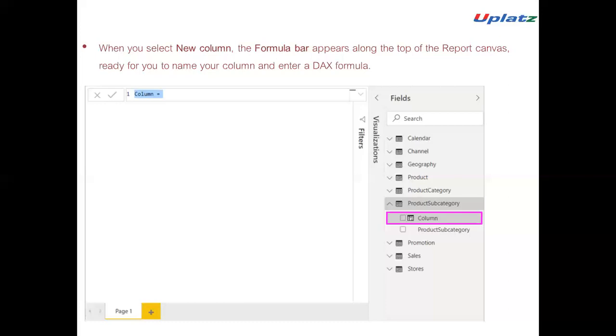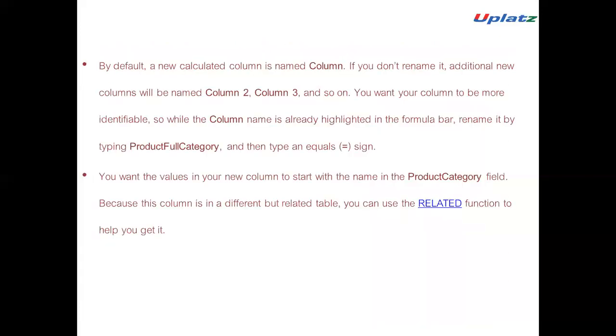That is the column, which is highlighted in the screenshot. So it will be named as column, and then column 2, and so on by default. But here, for practice, we want to create a column which is identifiable. The column name is already in the formula bar, as we have seen previously. We can rename it product full category.